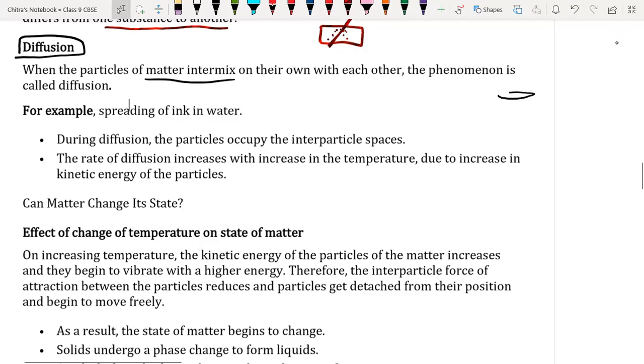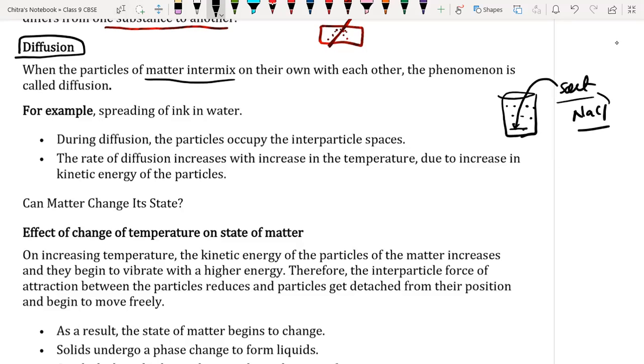Suppose we have taken a glass of water, and we have added salt here. Suppose we are taking NaCl, sodium chloride. The sodium chloride will go first to the bottom and will start dissolving in the solution. The particles of NaCl will get distributed throughout the solution uniformly. It's not like most of the particles will stay at the bottom and fewer on the surface. All the particles of NaCl will distribute uniformly throughout the solution.